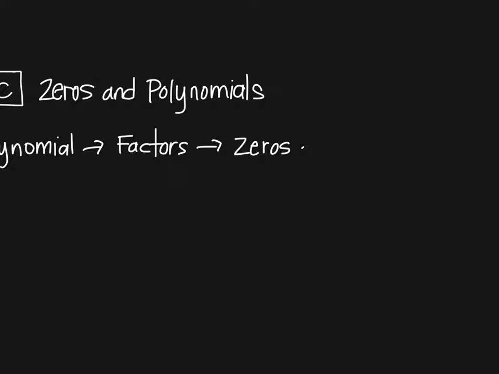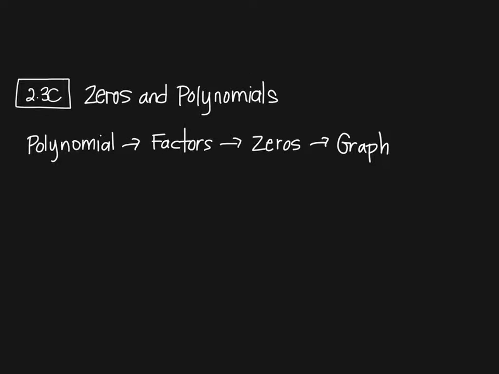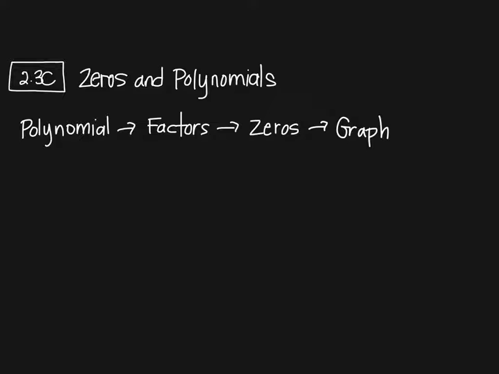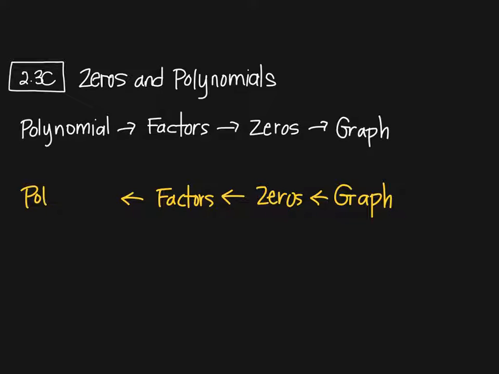And from the zeros, once you know that, you can produce a graph. So that's what we've done for the last 2 days. We've gone from polynomial to factors, from factors to zeros, and from the zeros and the leading coefficient test, we've been able to produce a graph. What we're going to do now is reverse the process. We are going to start maybe with a graph and work backwards to find the zeros, then the factors, and then the polynomial.